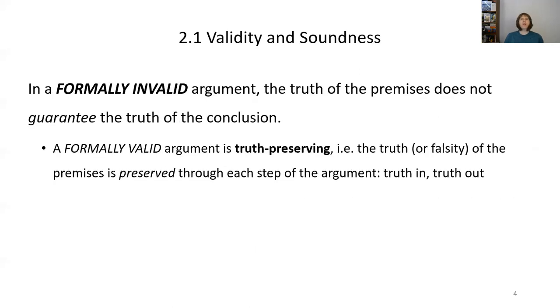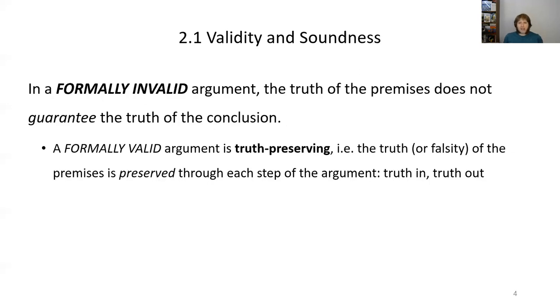So this tells us what formal validity is. What about formal invalidity? Well, if a deductive argument is formally invalid, it just means that it's not formally valid. So all deductive arguments are either formally valid or formally invalid. It's one or the other. There's no in between. We might not know by looking at the argument whether it's valid or invalid, but we're going to look at some techniques that help us figure that out.